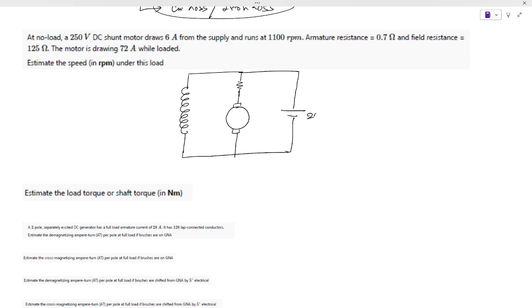Supply voltage they have given as 250 volt. Field resistance RF is 125 ohm, and this motor is drawing 6 amperes. Okay, this is a shunt machine, so what will be the field current? 2 ampere. Sir, 2 ampere. Okay, what will be armature current? 4. Okay, so what will be back EMF?